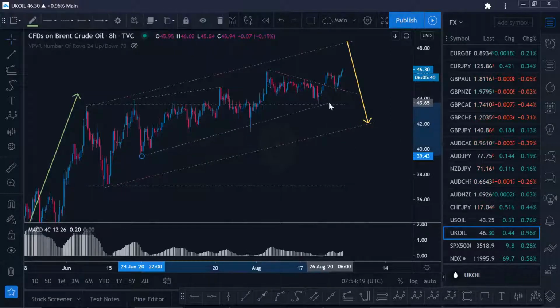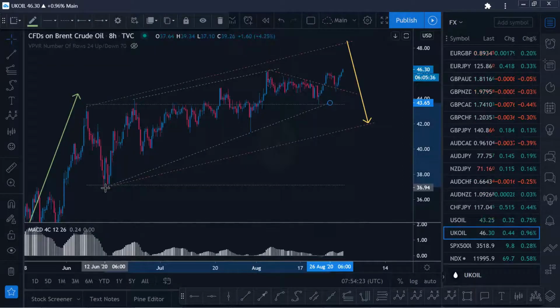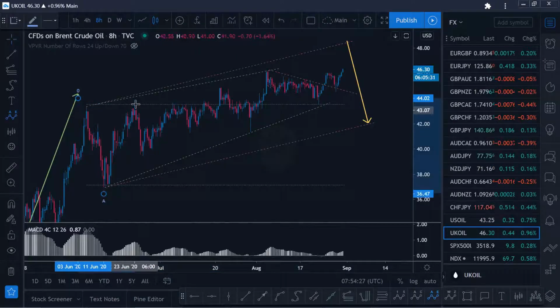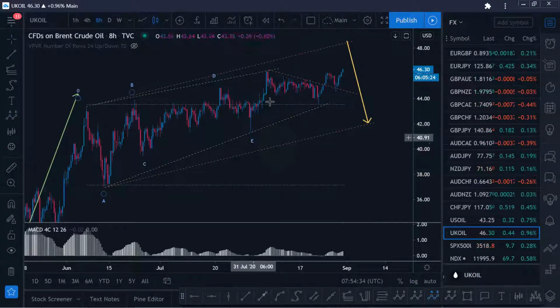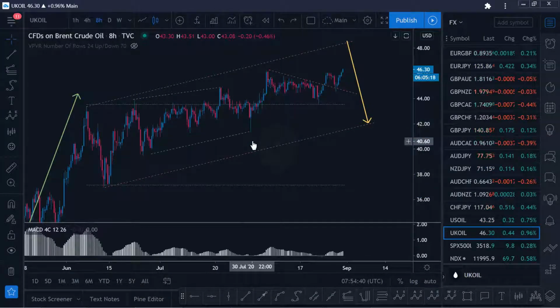So what I'm saying is that all of this potentially was just a triangle. A, B, C, D, E, impulse correction, and then we're going to take off from there. Potentially that's the case. But for now, I remain in the camp that this is all an expanding, complex, running flat. We will get a pullback down to 42, and that's the long you want to take.